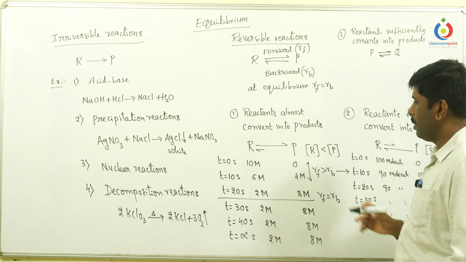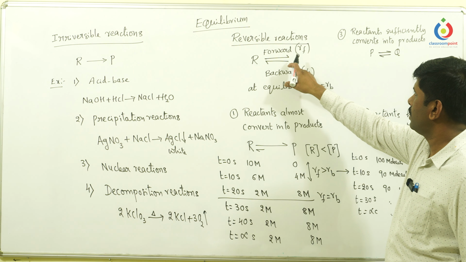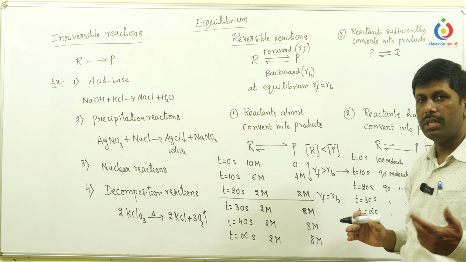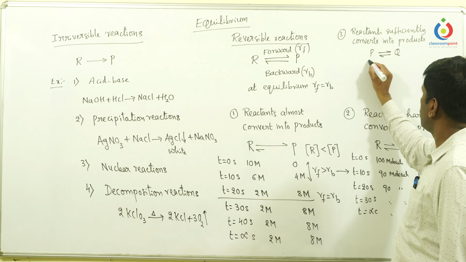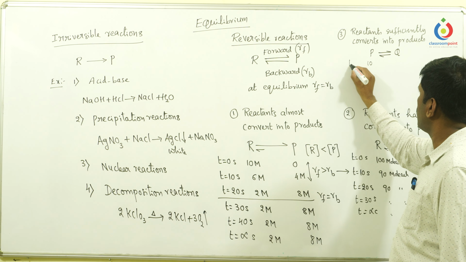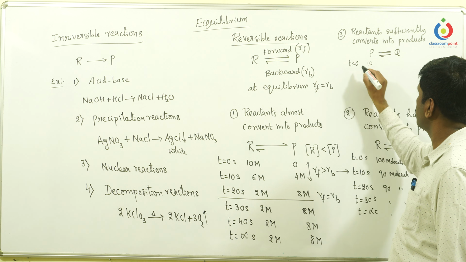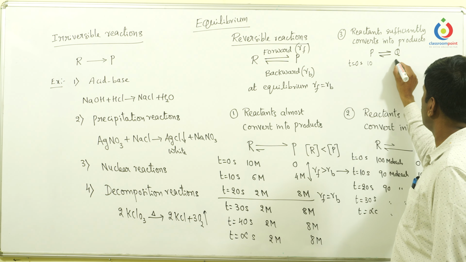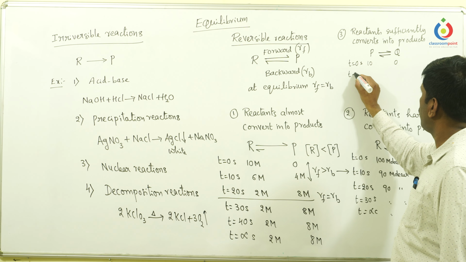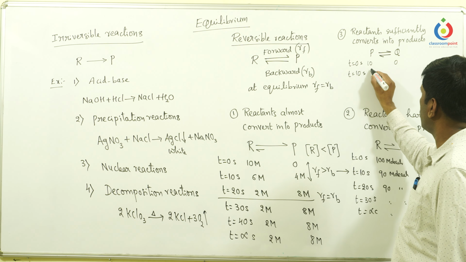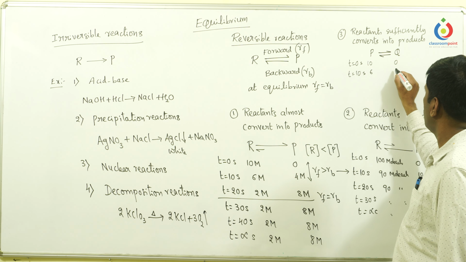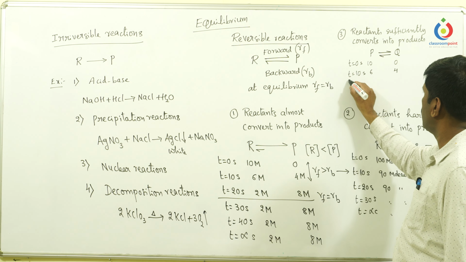But nowadays people are not using this one. They are directly using only this type of symbol to represent equilibrium. So imagine 10 molecules are there here at t equals 0 seconds. Here 0 molecules are there. After 10 seconds, imagine 4 molecules converted. Here 6 molecules are there, and here 4 molecules are there.